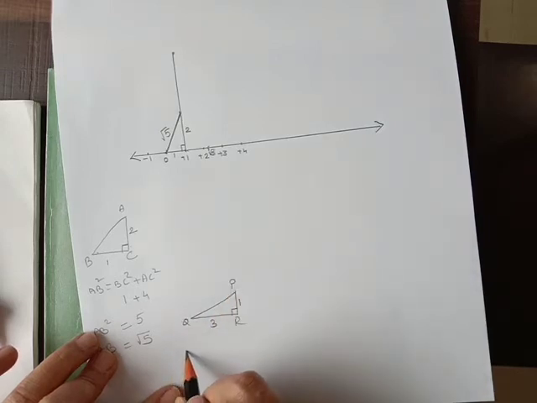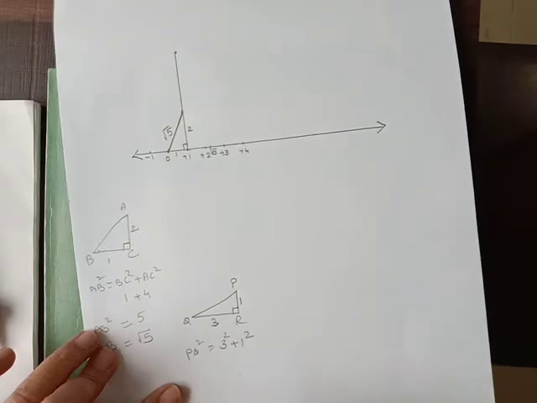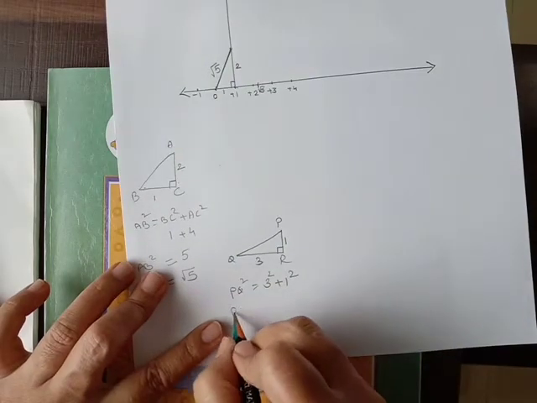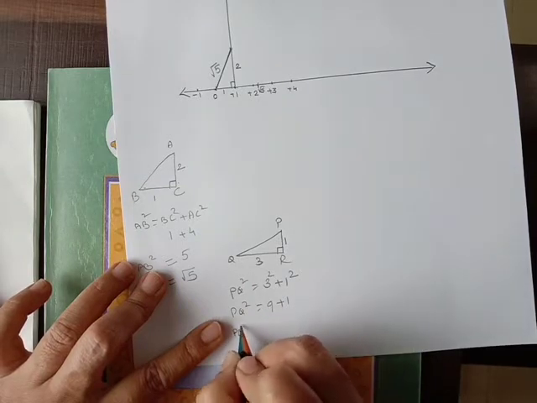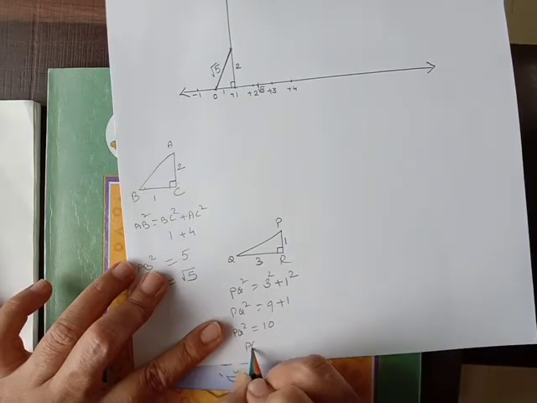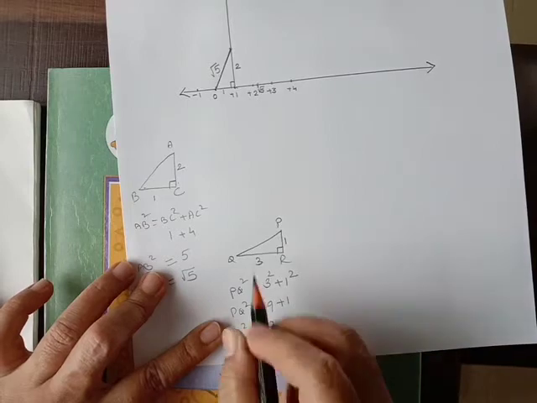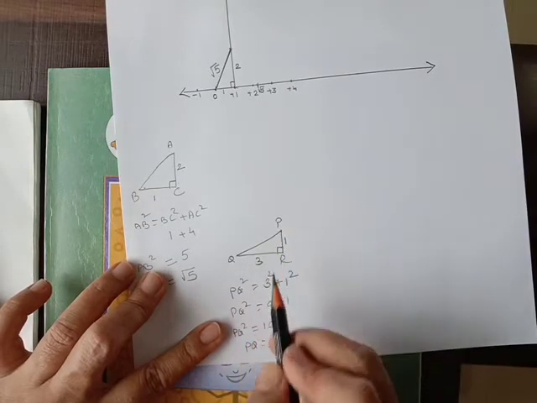What will be my PQ square? PQ square will be 3 square plus 1 square. Are you understanding me? So my PQ square, 3 square is 9, 1 square is 1. So PQ square will be 10 and PQ now will be root 10. So I need to have 3 centimeters over here and 1 centimeter over here.